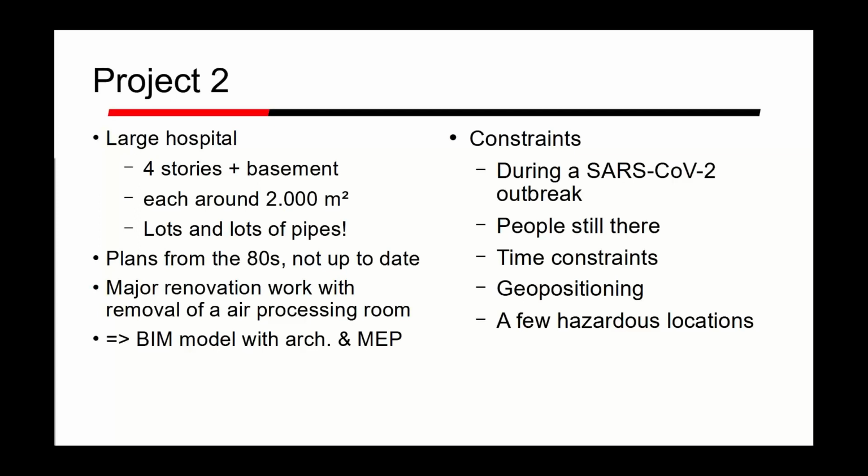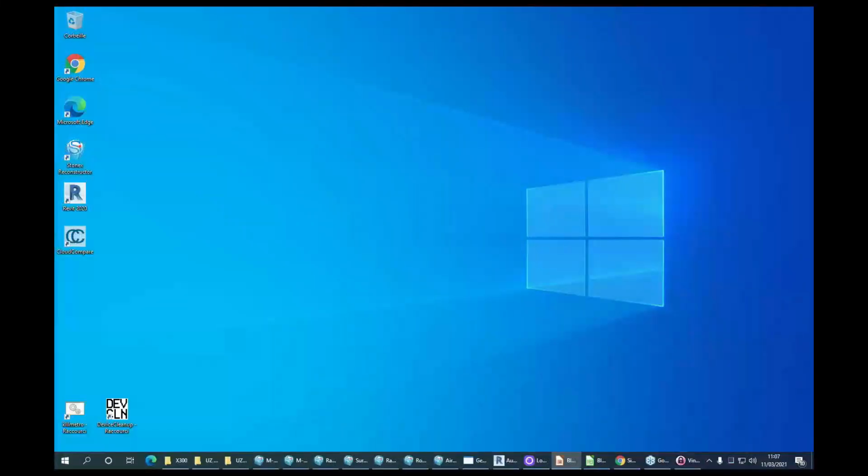There were some time constraints. The project was a bit rushed, and everything was to be done very quickly. There's geo-positioning and hazardous locations. Some of the locations are really high, or you have a lot of pipes everywhere, so it's difficult to move without banging yourself everywhere. There are some dangerous fluids going around, so not everything can be done without thinking. We have to be careful and think about what we are doing. So, without further ado, let me move on to the second one.